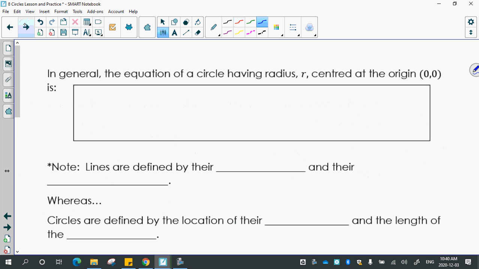All right, so in general, the equation of a circle having radius r centered at the origin 0, 0 is x squared plus y squared equals r squared, where r stands for radius. Okay, x squared plus y squared equals r squared.